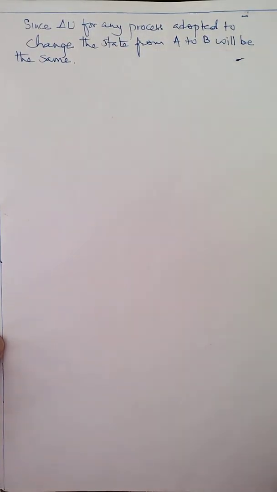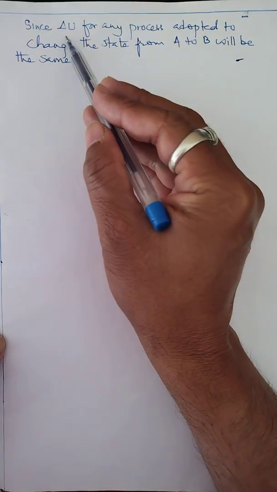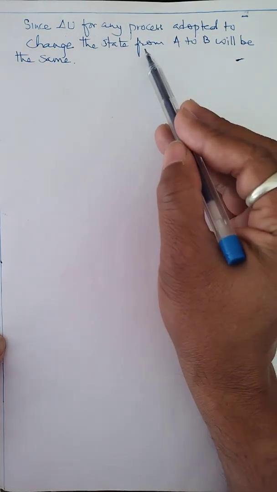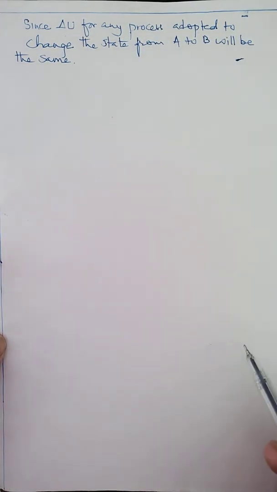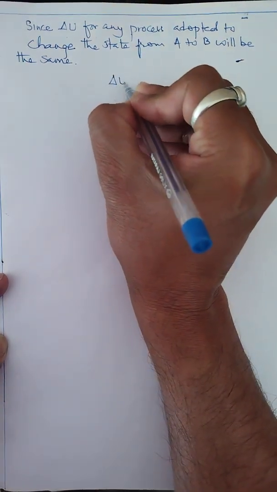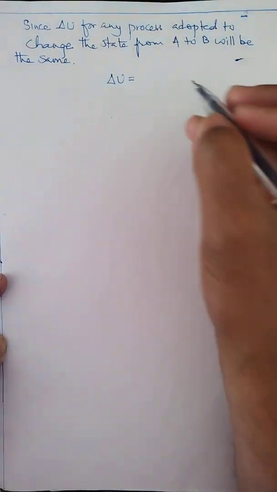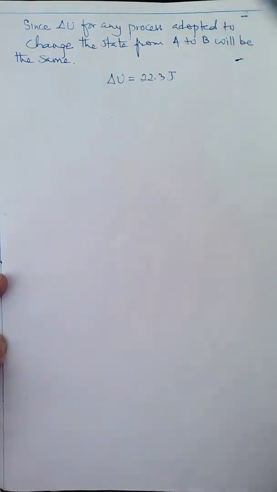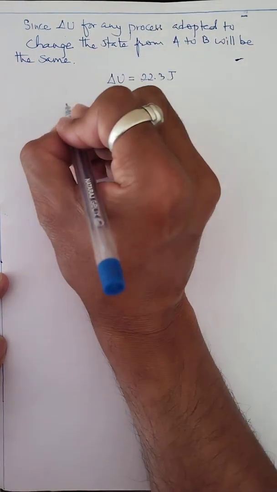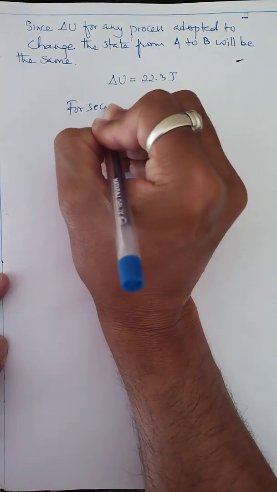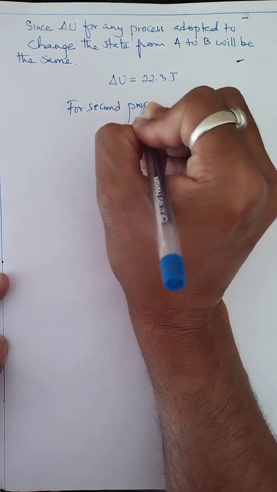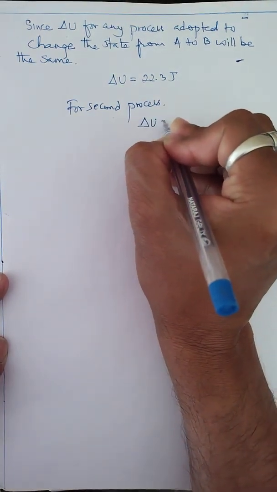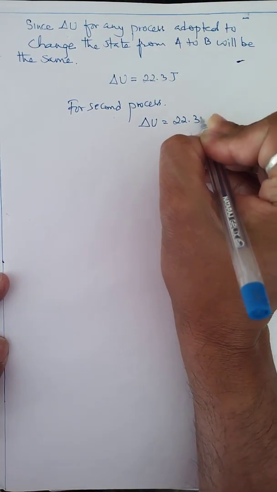So children, as per the explanation I have given, the change in internal energy for any process between the same two states, from state A to state B, will always remain the same. That means the change in internal energy we already calculated in the first process, the adiabatic process, is 22.3 joule. The same change is adopted for the second process. So for the second process, delta U is also equal to 22.3 joule.